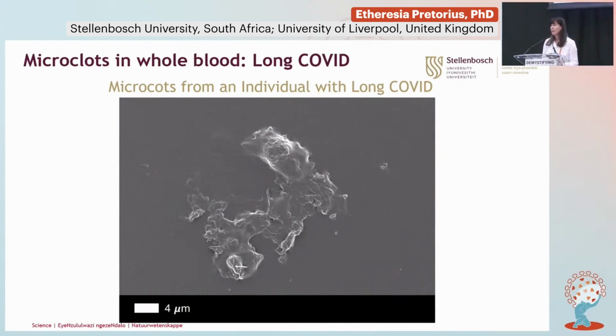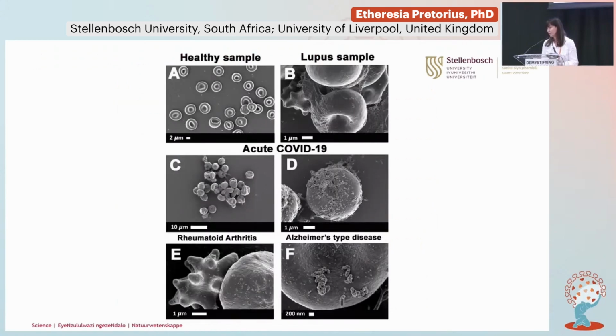Microclots in whole blood, we also looked at that again, once again in long COVID, and here you could see these clots. It was simply just whole blood, a drop placed on a glass slide and prepared for scanning electron microscopy, nothing added. So this is straight from the patient, minutes after the patient had given the blood sample.